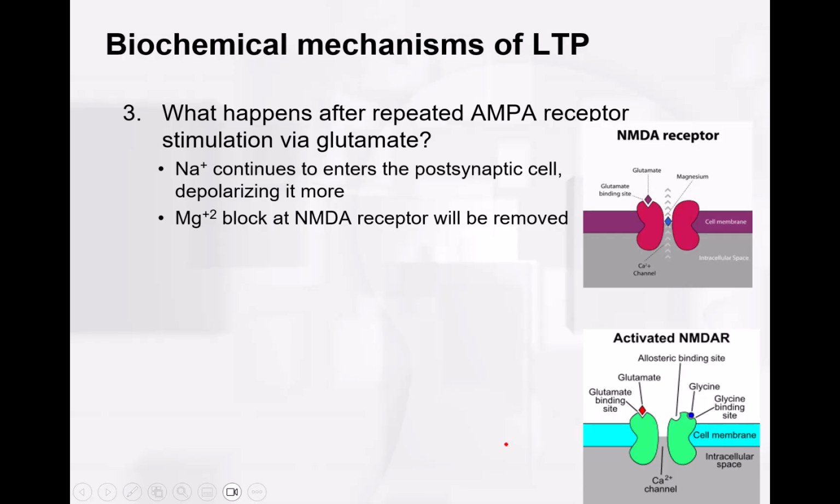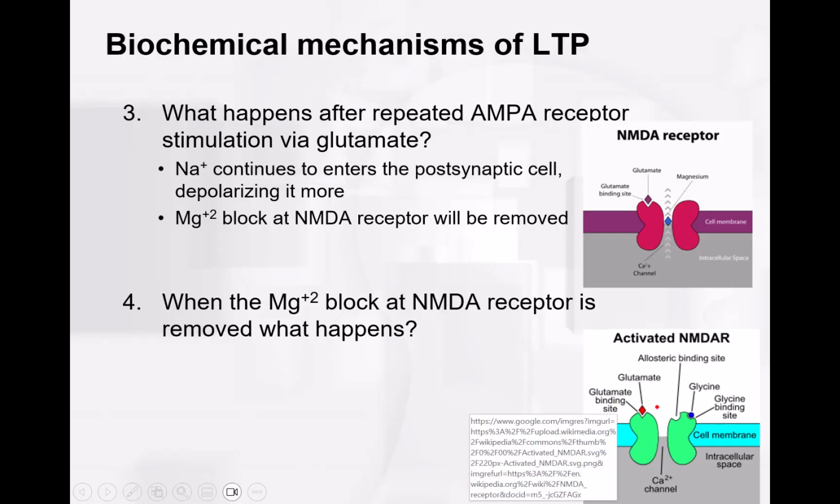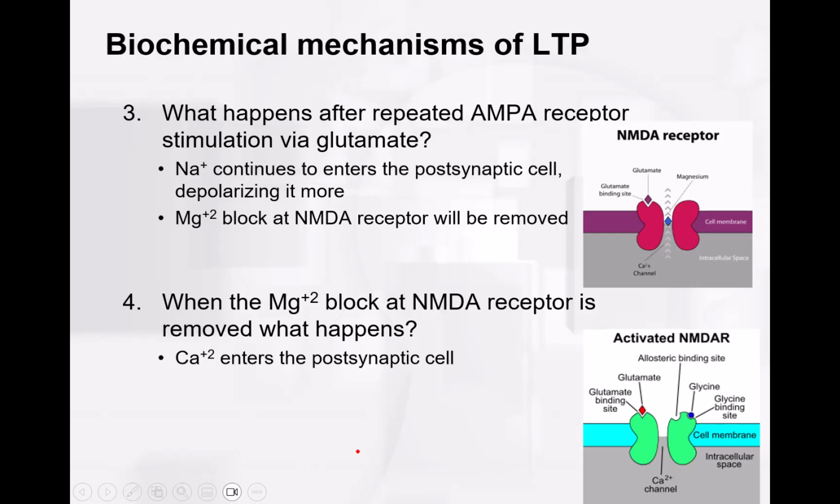And this NMDA receptor is a calcium channel. So when the magnesium block at the NMDA receptor is removed, what do you think is going to happen? If this is an ionotropic channel and it's a calcium channel, that magnesium block is gone now because the postsynaptic cell has been depolarized enough. Calcium is going to enter that postsynaptic cell.